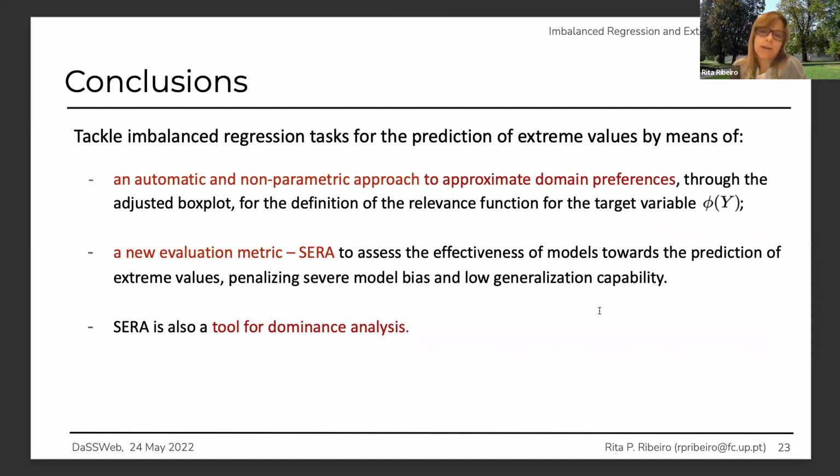So basically, we have proposed a way to tackle regression tasks for the prediction of extreme values by proposing an automatic and non-parametric approach to approximate the domain preferences. It is a way of automatically supplying the control points to the interpolation function, based on the adjusted box plot. And we have proposed a new evaluation metric, SERA, which accounts not only for the prediction at the extreme values, but also for the overall capability of the models regarding the target variable domain, since we would not like to have a severe bias in the models. SERA also gives us a visual tool to analyze the dominance of the models.